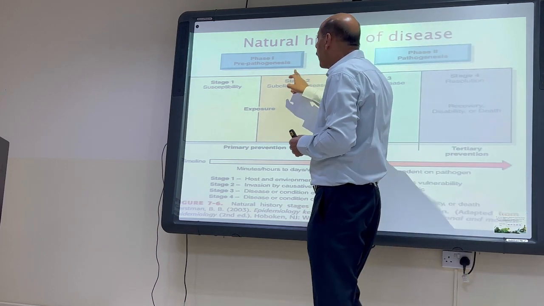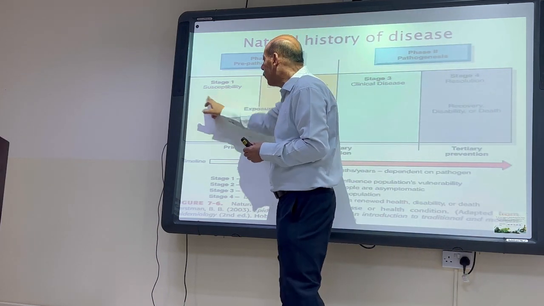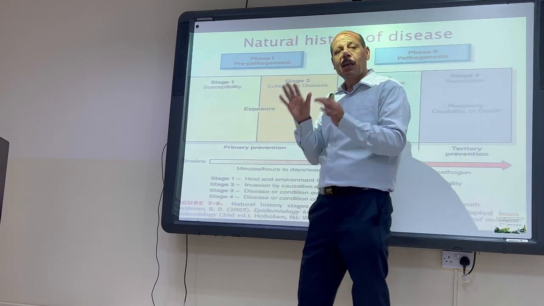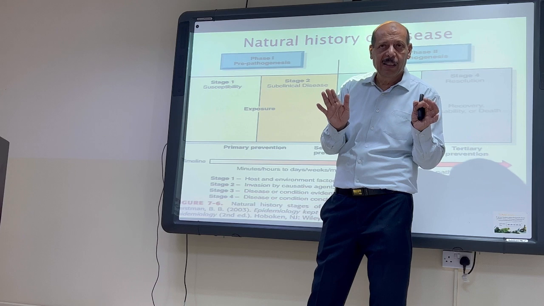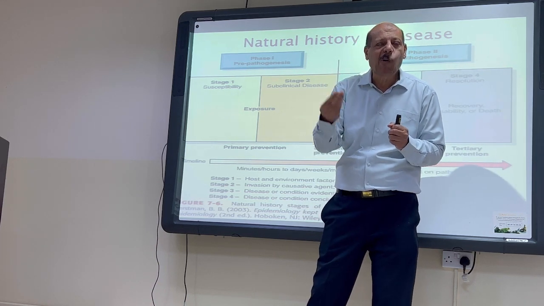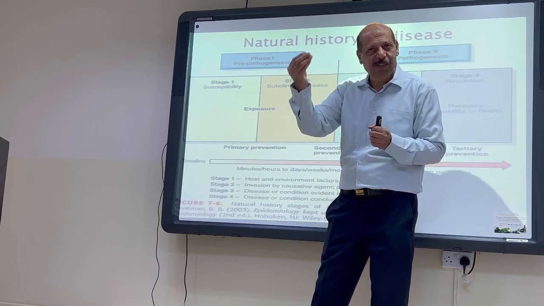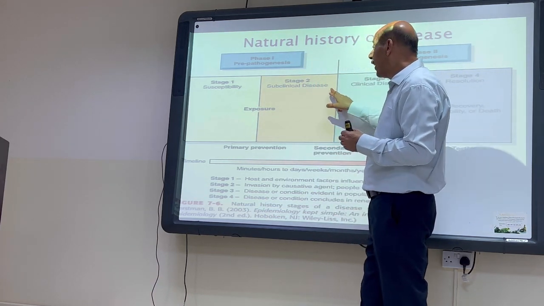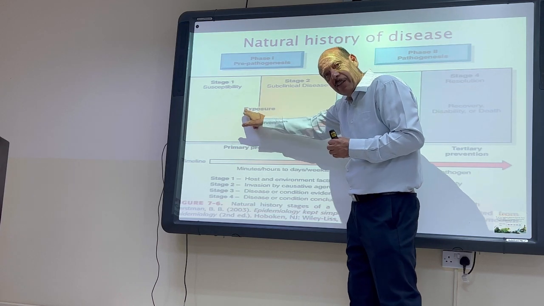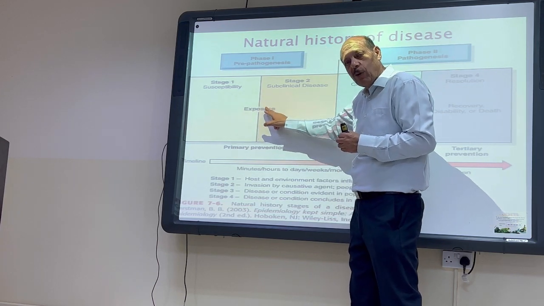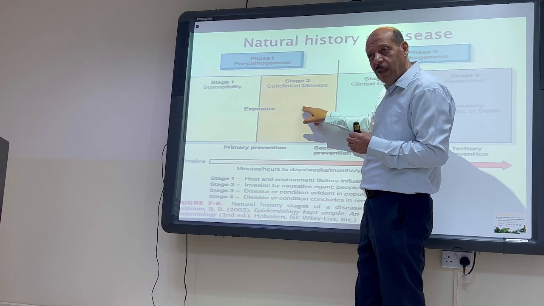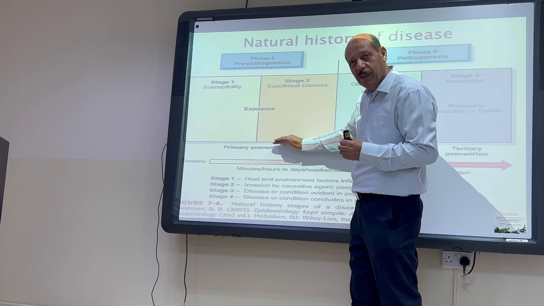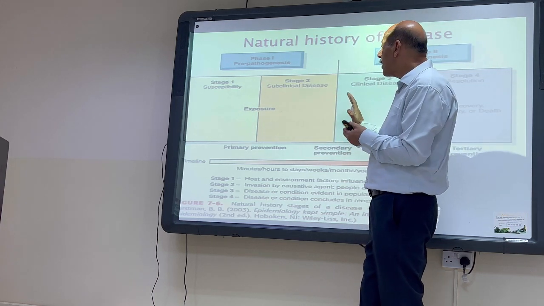So in phase 1, which is the prepathogenesis stage, stage 1, the susceptible stage, we said that he didn't have the microorganism yet, but his body is more liable to get that infection or that disease. Stage 2, subclinical disease. So he is exposed to that microorganism. He got the microorganism, but still he didn't have any signs and symptoms.